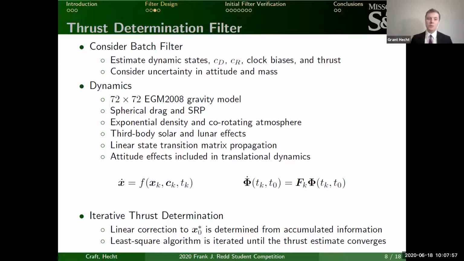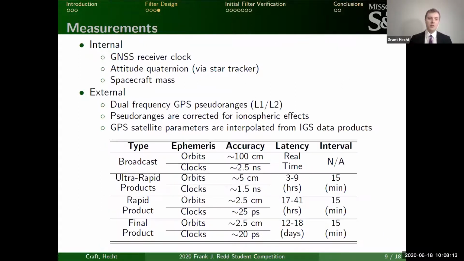The filter determines the thrust by iteratively computing the linear correction to the initial reference state from accumulated information using the least squares approach, which attempts to minimize the measurement residuals. This iterative process continues until the thrust estimate converges. The thrust determination filter relies on both internal and external measurement processing.